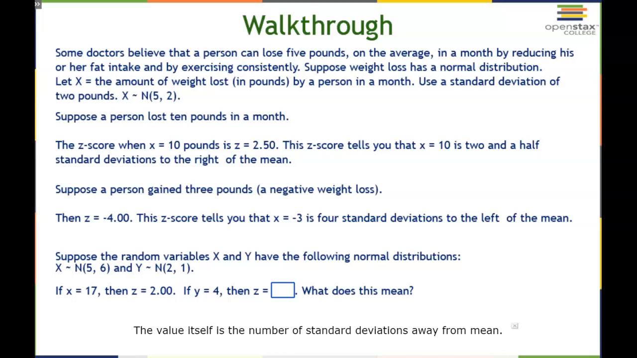Now if y equals 4, then what is z? Again, we're only going to use the distribution for y when it comes to y values. So 4 minus 2 is 2, divided by 1 is 2. Oh, so that value is also 2. What does this mean? Relative to their own distributions, they are the same distance from the mean. They are both 2 standard deviations away from their respective means.